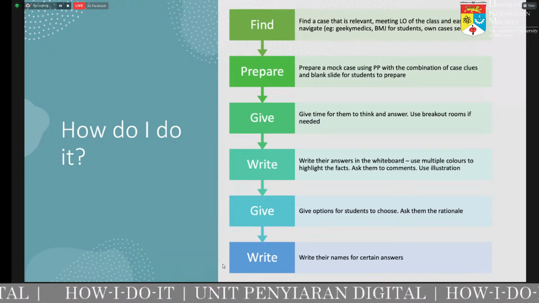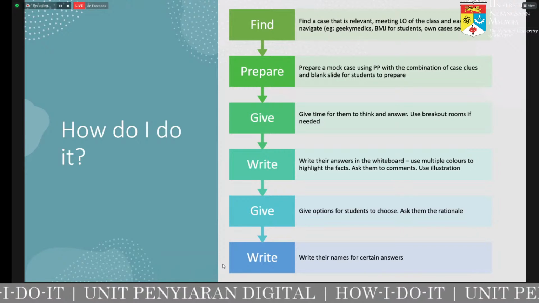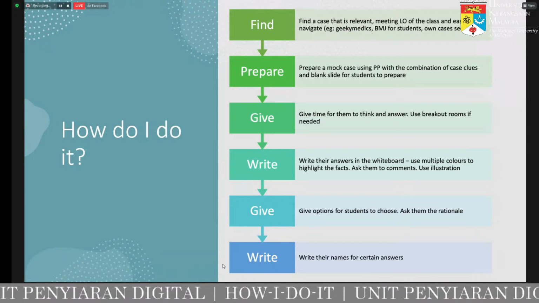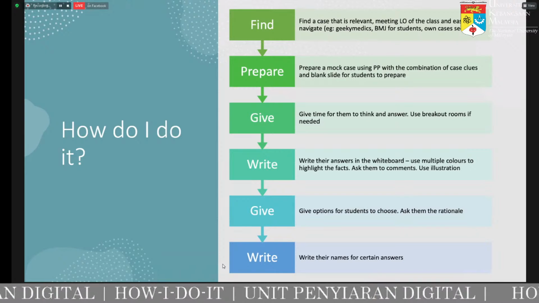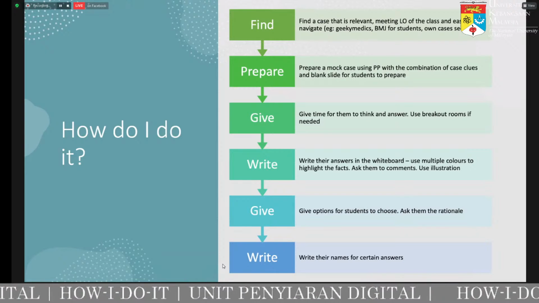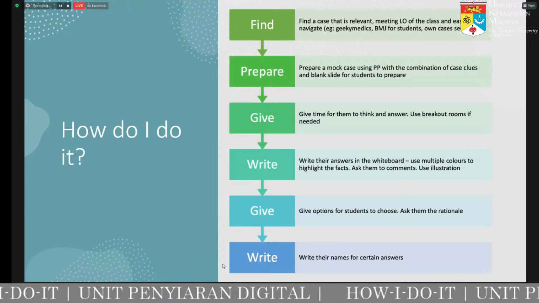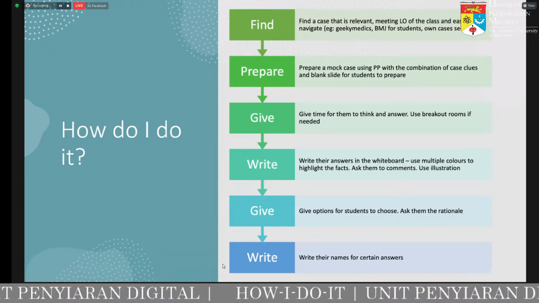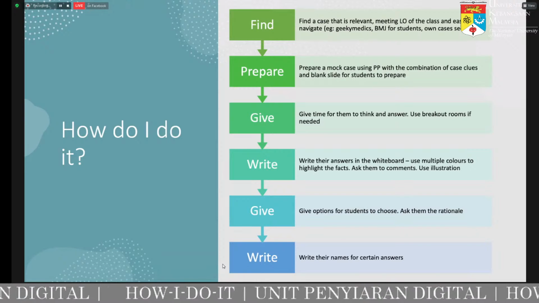Okay. All right. So this is a sharing session on this software that the UKM Medical Faculty has actually purchased. So it's available to be used among the lecturers in the medical faculty. Whether we use it or not is a different story. But I'll just show you how we actually do it in our department.